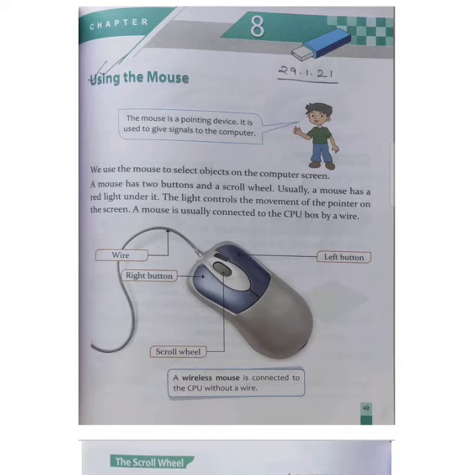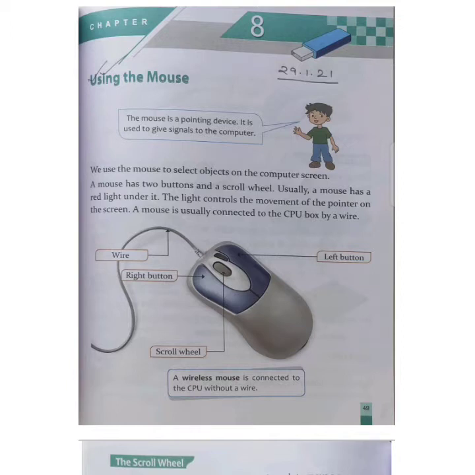Using the mouse. The mouse is a pointing device. It is used to give signals to the computer. We use the mouse to select objects on the computer screen. A mouse has two buttons and a scroll wheel. Usually, a mouse has a red light under it. The light controls the movement of the pointer on the screen. A mouse is usually connected to the CPU box by a wire.